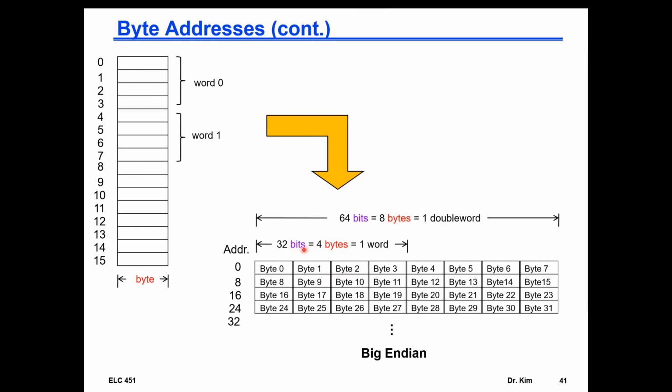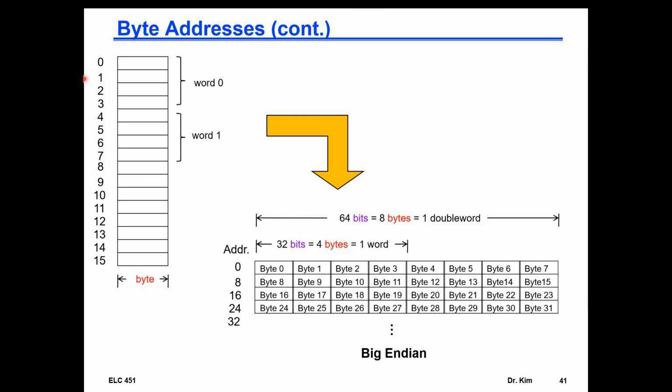So in this case, we have words that are 32 bits, so 4 bytes, and double words that are 64 bits. So each double word is comprised of 2 words. But again, the most important thing to keep in mind is that addressing in memory is 1 byte at a time.